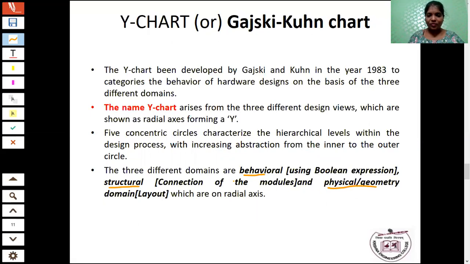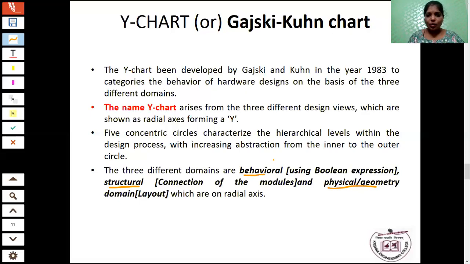That is the structural domain. For example, if you want to implement some system, the system is implemented with the help of some components. Okay, so the structural domain explains the components and interconnection of the components. Then the third one is the physical or the geometrical domain, that is the layout of your system. Okay, so the Y chart is mainly developed to categorize the hardware design on the basis of three domains. Already I told you the three domains, that is behavioral, structural and physical domain.